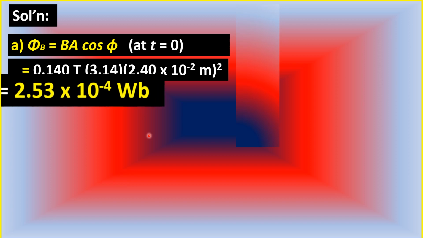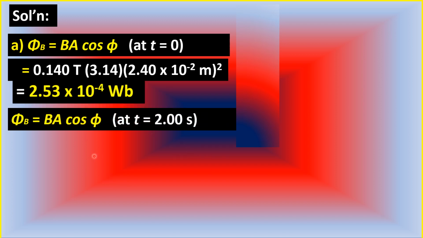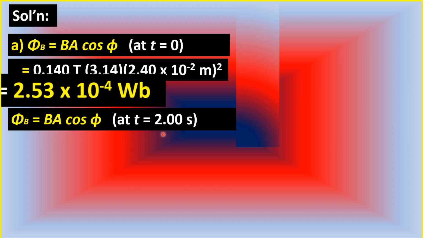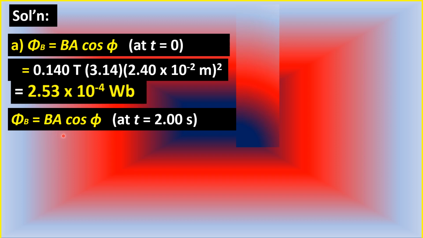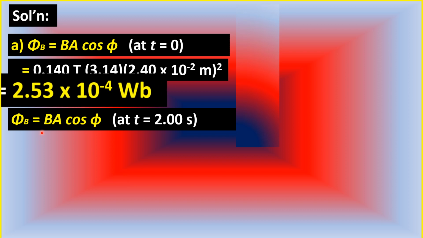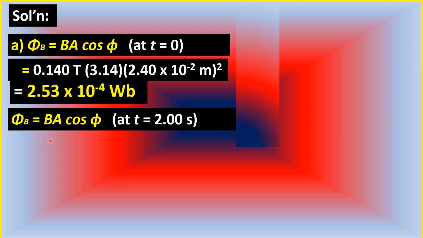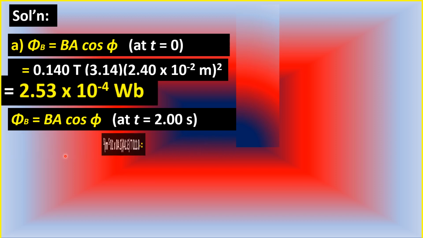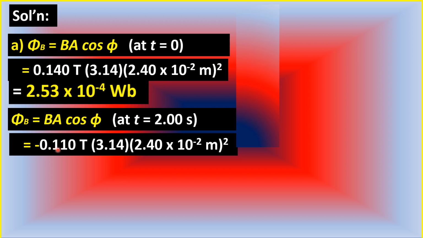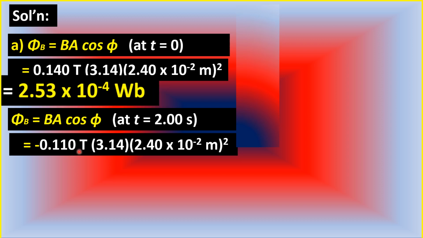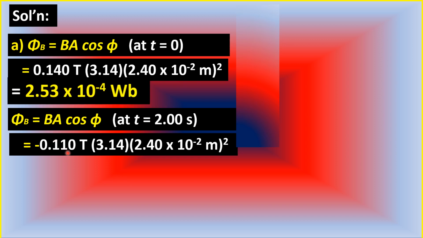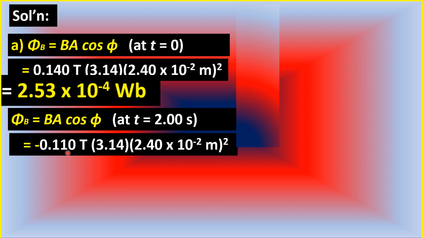Likewise, getting the magnetic flux at time equals 2.00 seconds. So we use the same formula. But as mentioned in the problem, at time equals 2.00 seconds, the magnetic field has decreased its magnitude. It has decreased to 0.110 Tesla. And likewise, its direction has become negative z, or towards the negative z-axis.